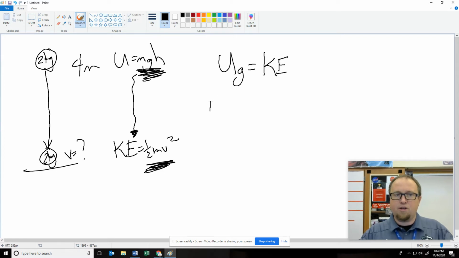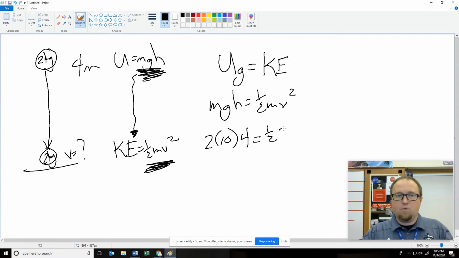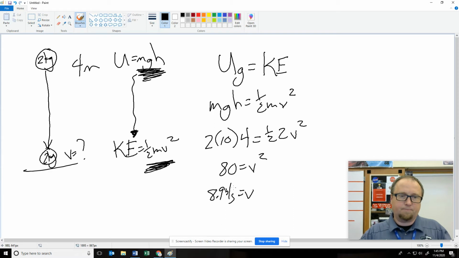Gravitational energy is mgh, and kinetic energy is 1/2 mv squared. So I could plug in my mass. For g, we're just going to make it 10. Height, 4 meters, so it's going to change 4 meters, 1/2 mv squared. So is that 80 equals v squared? So you get a v of like 8.9 meters per second.